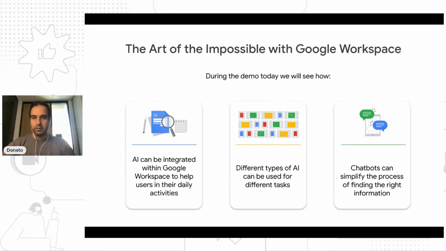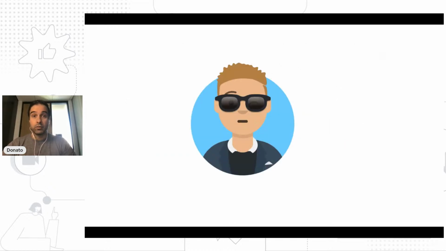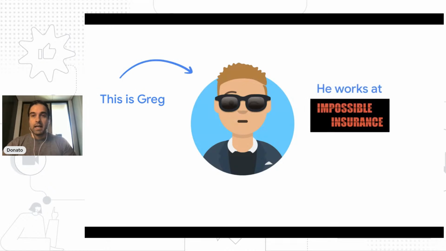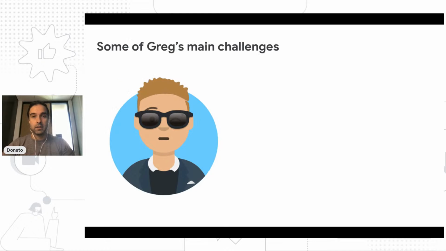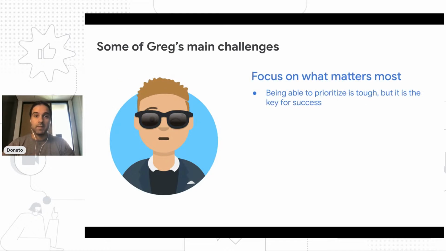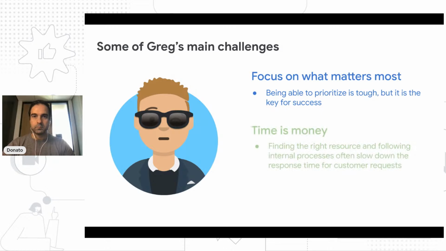So in order to do all this, today I'm going to tell you the story of Greg. Greg is an account manager working for an insurance company called Impossible Insurance. And these are Greg's main challenges at work. There are many things that hit his mailbox and he needs to prioritize, and prioritizing is tough. But while it's a complicated activity, prioritizing correctly is a key for success. It can make a big difference on the outcome of one's activities.